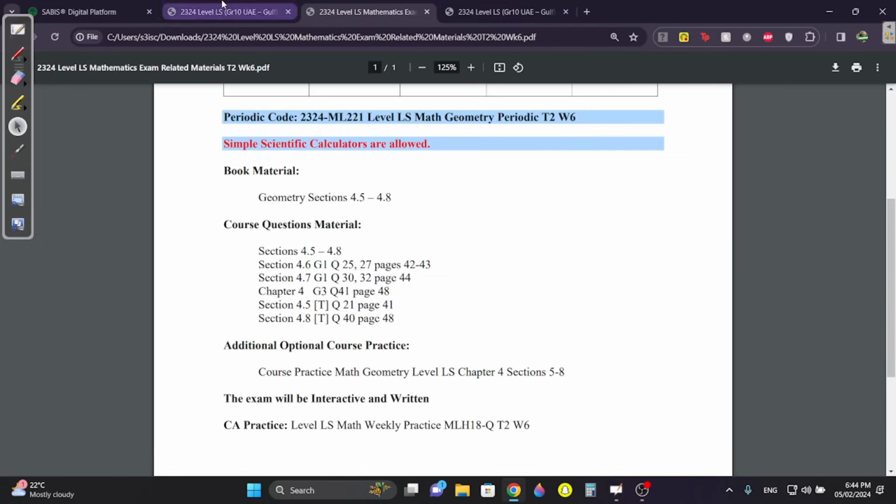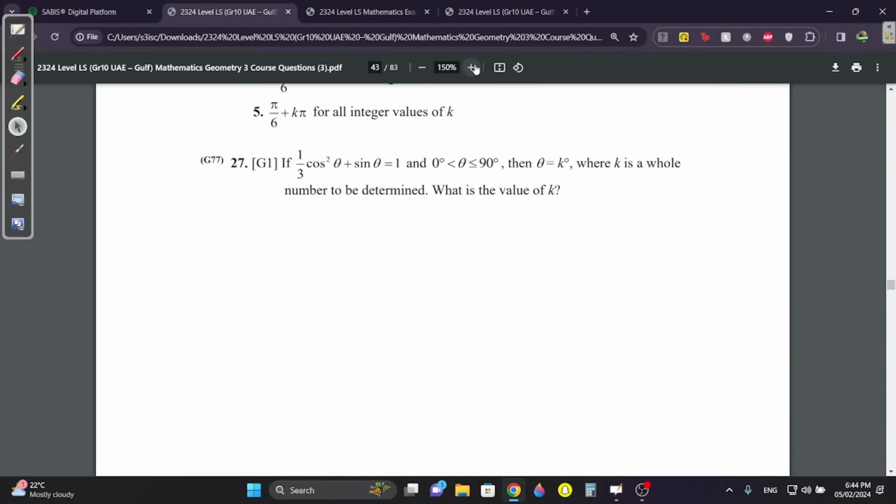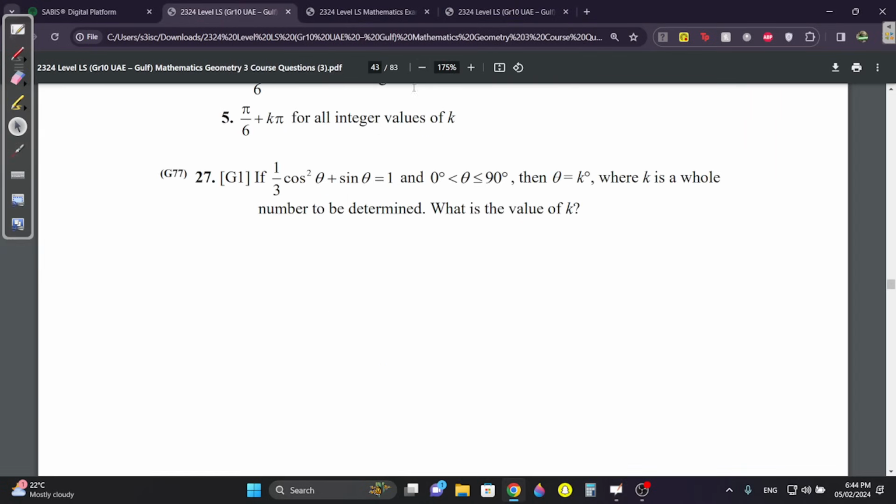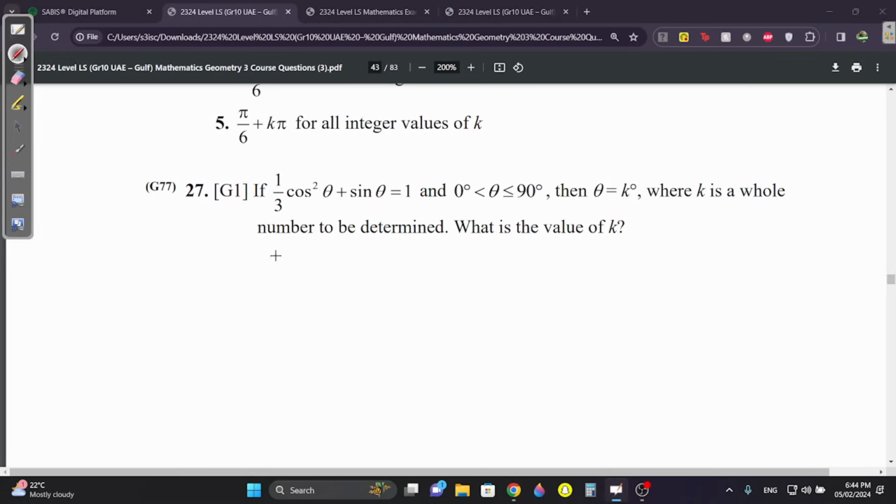Next is question 27. This one you need to use the identity: 1 over 3 cosine squared plus sine theta equals 1. They want it between 0 and 90 degrees. We know that cosine squared equals 1 minus sine squared, if you remember the identities from the previous recording. Instead of cosine squared, we can put 1 minus sine squared.